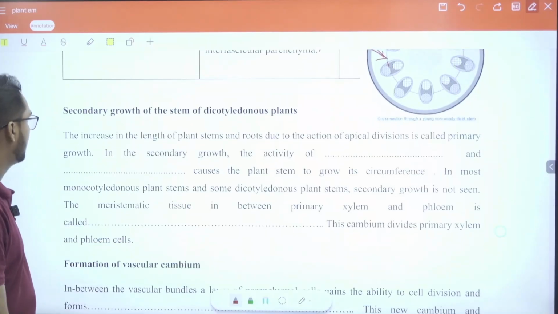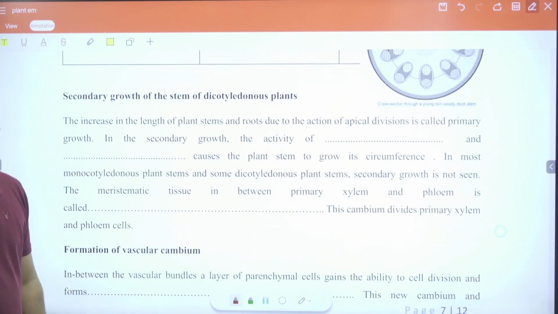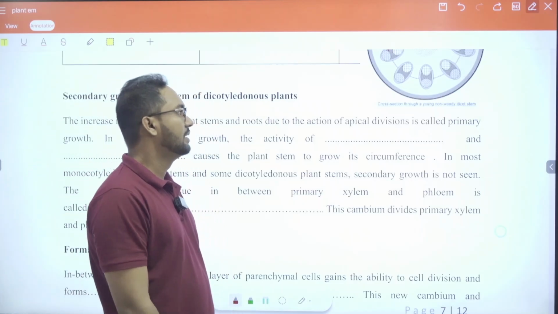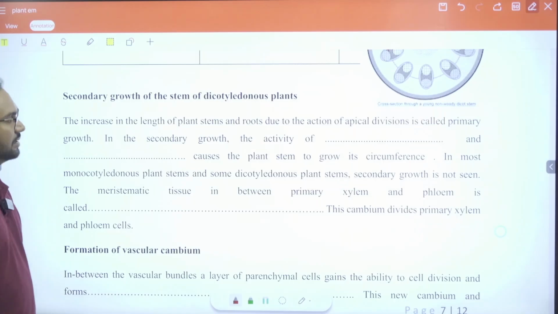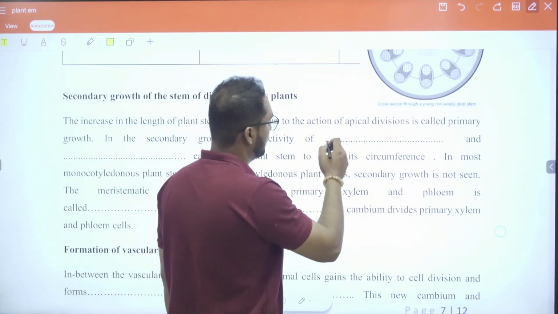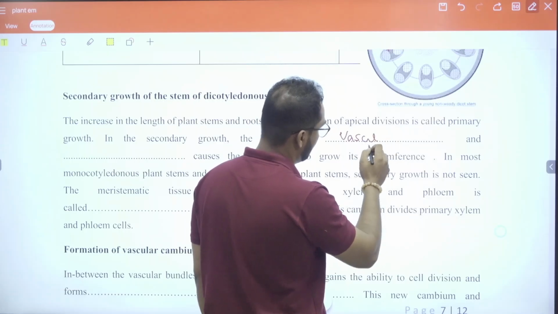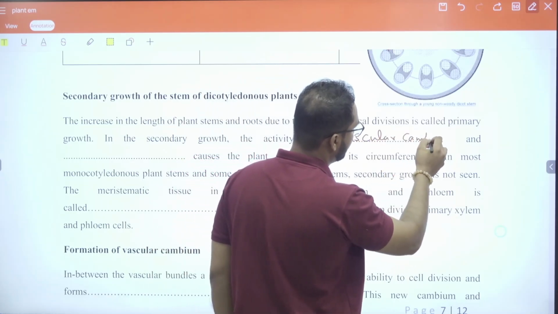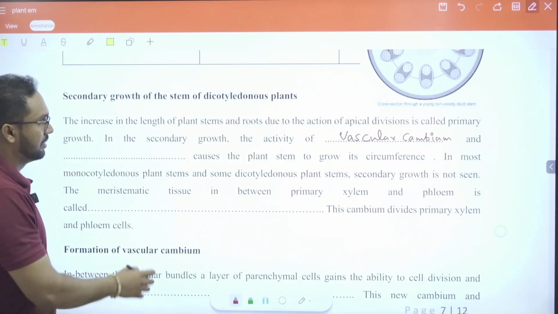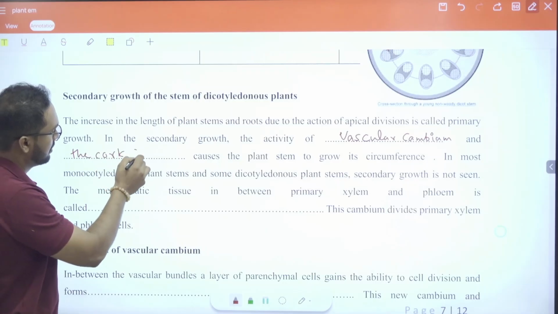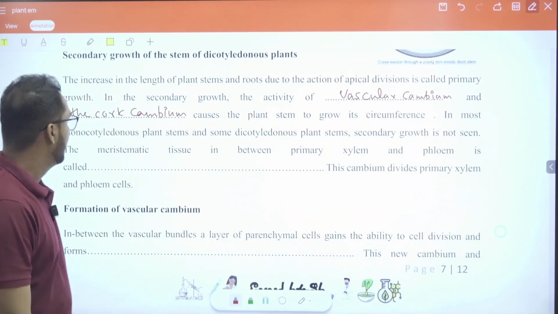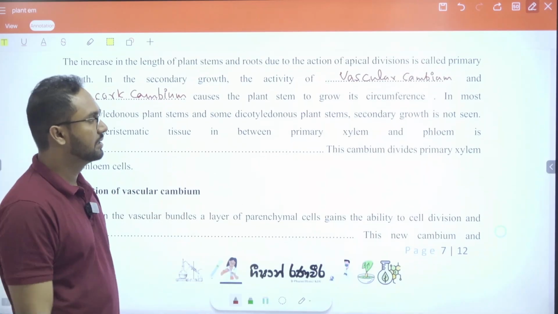Secondary growth of the stem of dicotyledonous plants. Now this is important, right? So the increase in the length of plant stems and the root due to the action of apical divisions is called the primary growth. In the secondary growth, the activity of the vascular cambium and the cork cambium causes the plant stem to grow in its circumference.